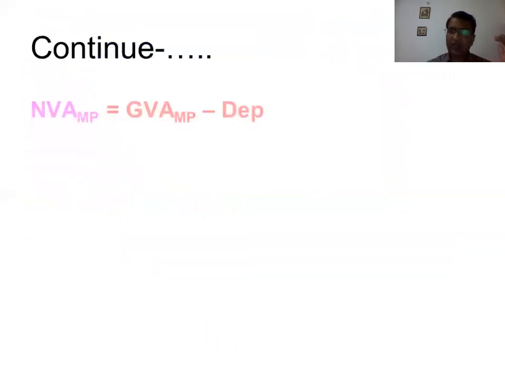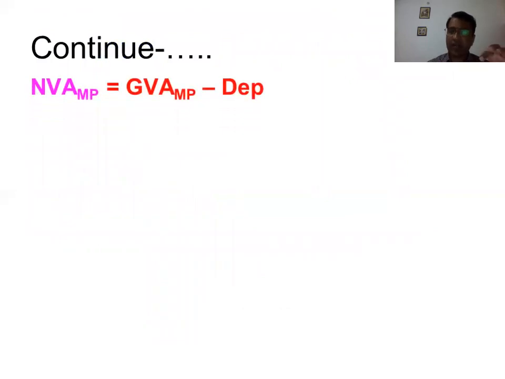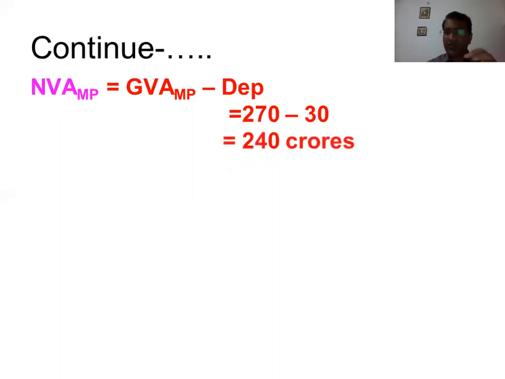Now we calculate net value added at market price. The difference between gross and net is the depreciation only. So gross value added at market price minus depreciation. Depreciation is given 30. So 270 minus 30 is 240. So net value added at market price is 240 crore.